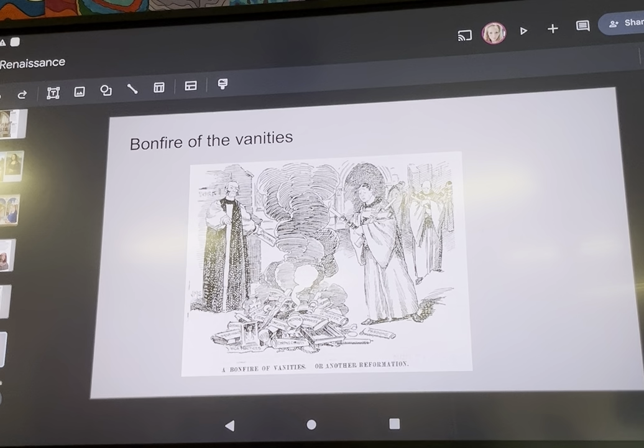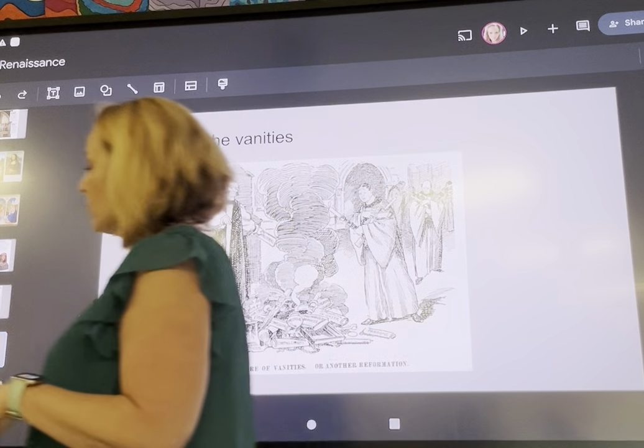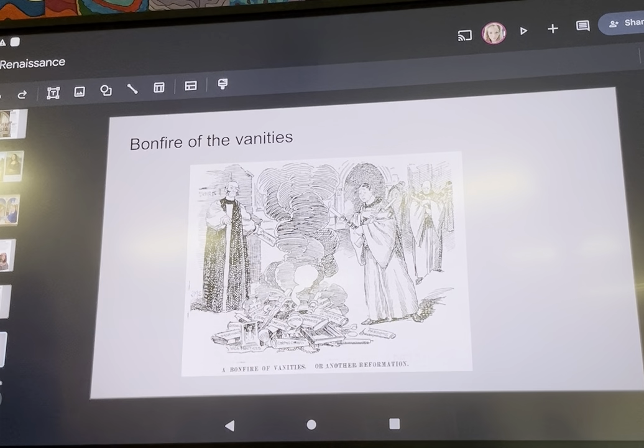Objects like, and I have my notes here, mirrors, believe it or not, cosmetics, fine dresses, immoral books, any objects that were destroyed, and even classical mythological subjects. Well, Savonarola, eventually it kind of catches up to him. He's too extreme, and he's actually killed, and I think he was beheaded in the town square. So that's called the Bonfire of the Vanities.